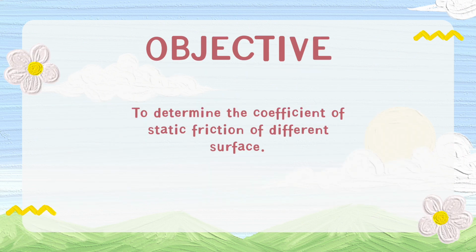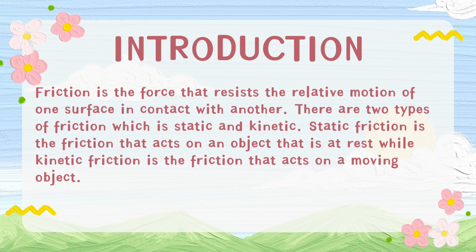The objective of this experiment is to determine the coefficient of static friction of different surfaces. Introduction. Friction is the force that resists the relative motion of one surface in contact with another. There are two types of friction, which are static and kinetic. Static friction is the friction that acts on an object that is at rest, while kinetic friction is the friction that acts on a moving object.